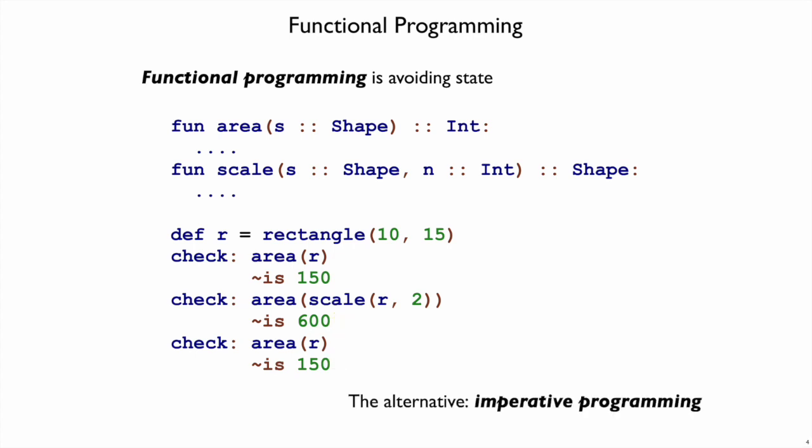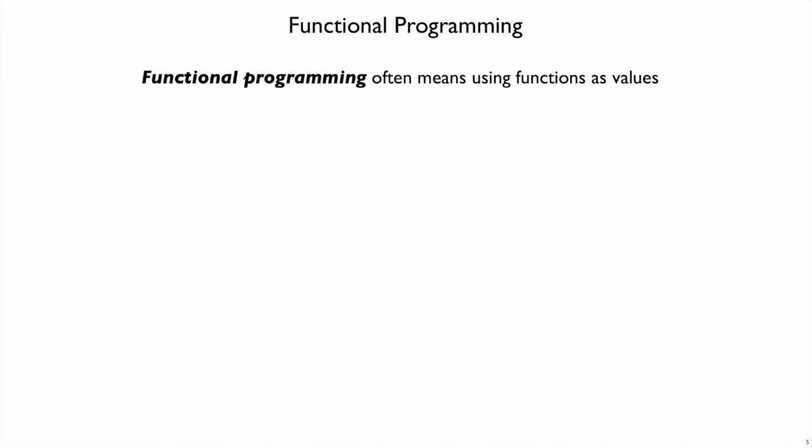In this sense of functional programming, the alternative would be imperative programming. That is something that changes the state of the shape S, and so it actually changes R instead of getting back a new shape. But there are other senses that people mean.